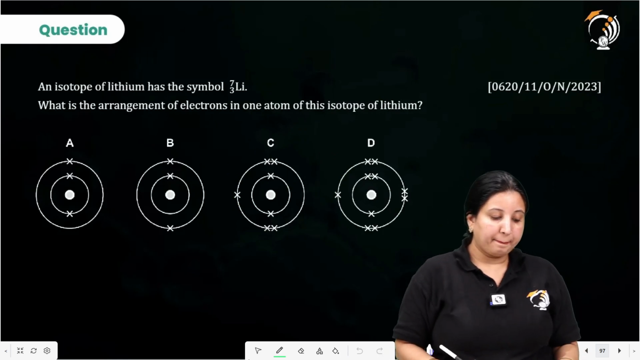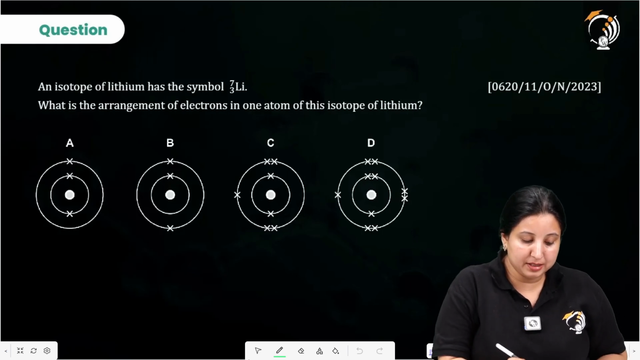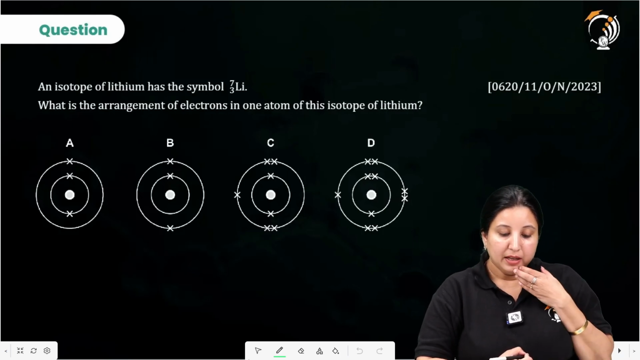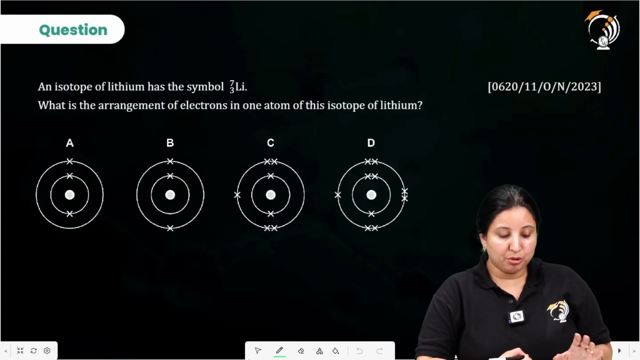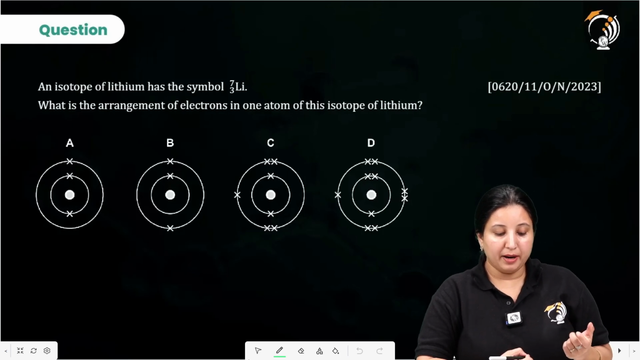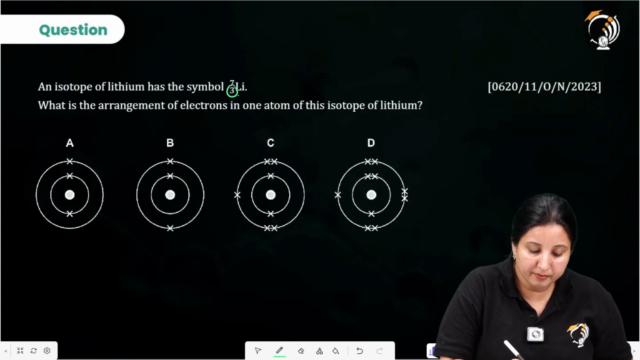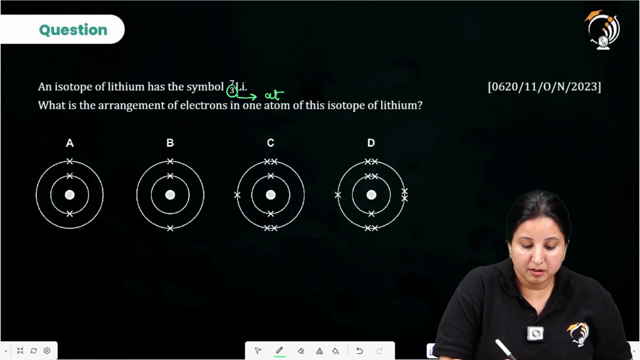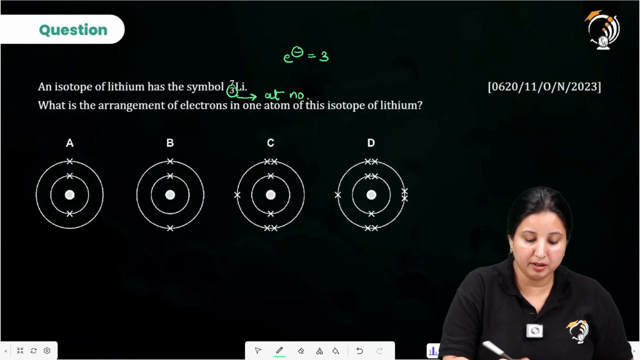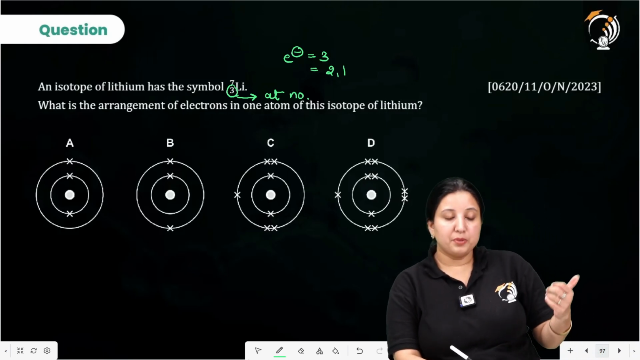Coming to the next, an isotope of lithium has the symbol Li-7 with atomic number 3. What is the arrangement of electrons in an atom of this isotope of lithium? Now look, isotope or symbol has nothing to do with this arrangement. Why? Because this arrangement depends on the electrons, and this is the atomic number, which is 3. So how many electrons am I having? I am having 3 electrons. So the arrangement is going to be 2,1, which we have seen.